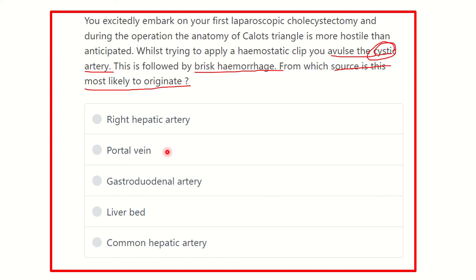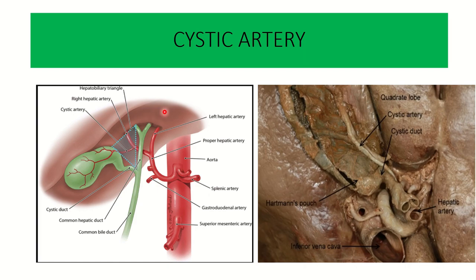So let's see what the actual answer is. So we can see here this is the cystic artery which supplies the gallbladder. Here this is the cystic artery, and this cystic artery supplies the gallbladder, and it originates from this artery.